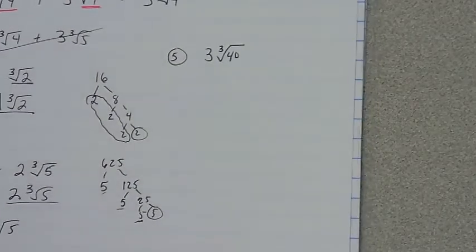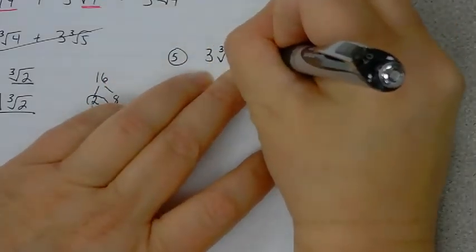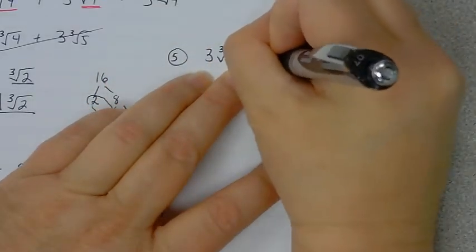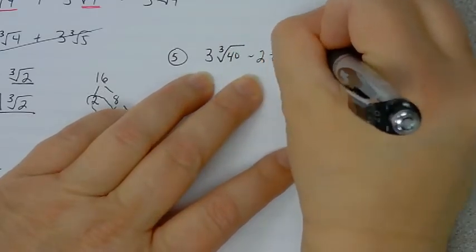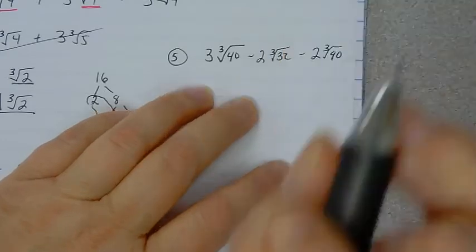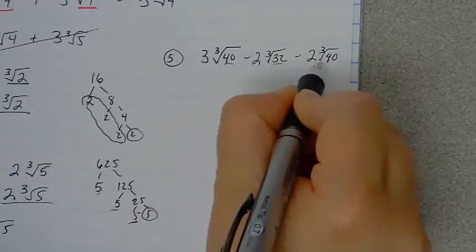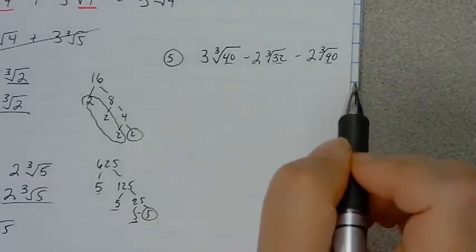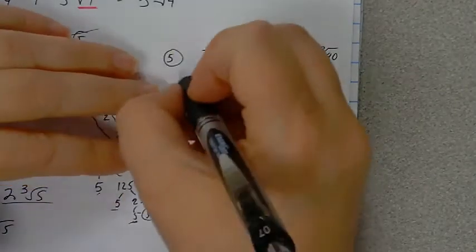Go with this. 3 cube root of 40. Subtract 2 cube root of 32. Subtract 2 cube root of 40. So they're all cube roots. So if I can make them the same number underneath here, then I'll be in good shape. Now I notice all of these numbers factor. So I'm going to start by seeing if I can get them to factor.